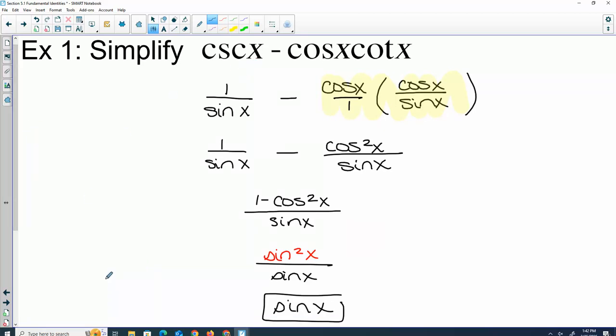It's kind of like algebra, except with trig functions. We are going to use those identities to help us rewrite things. And really, the whole point today is just practicing manipulating them so that when we get into proofs, we're a little more familiar with it. All right. Any questions on that one?